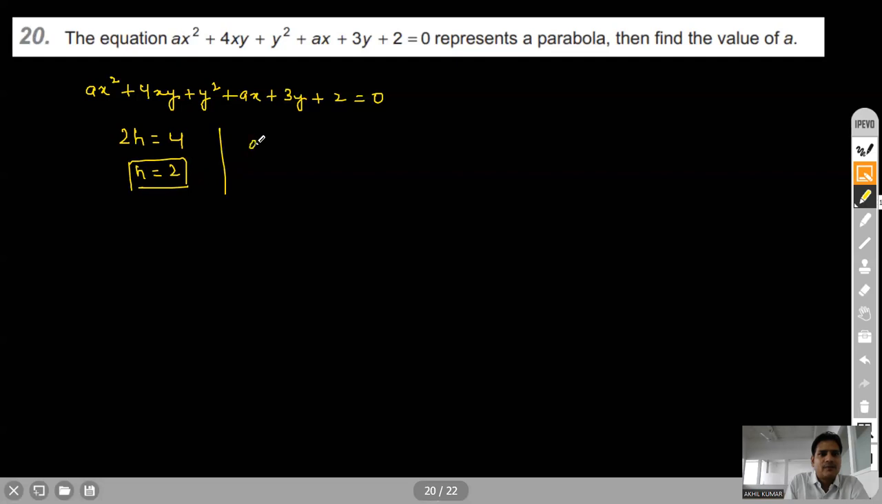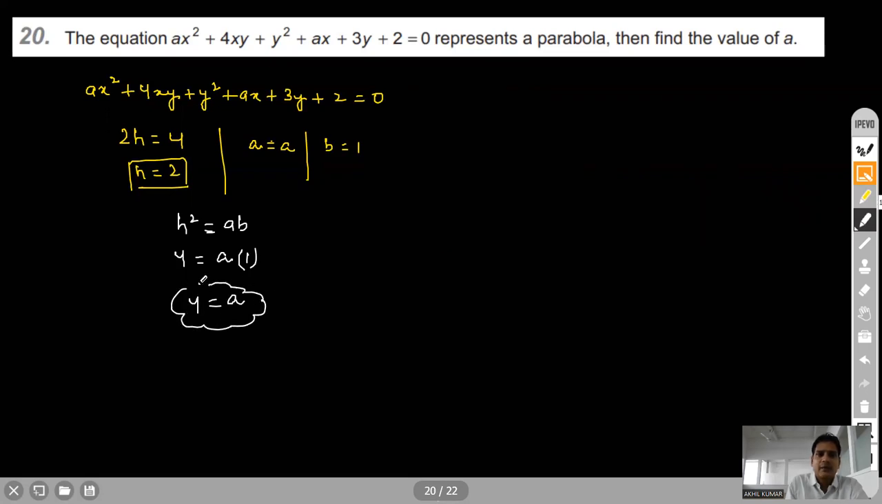Now what is the value of a here? a is the coefficient of x square, so a is equal to a. And what is the value of b? b is the coefficient of y square, that is 1. For this equation to represent a parabola, h square must be equal to ab. What is h square? That is 4. B is 1. So from here, we got the value of a as 4. So a must be equal to 4 for this equation to represent a parabola.